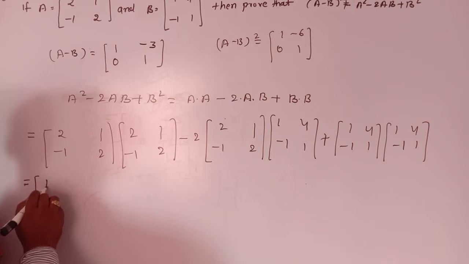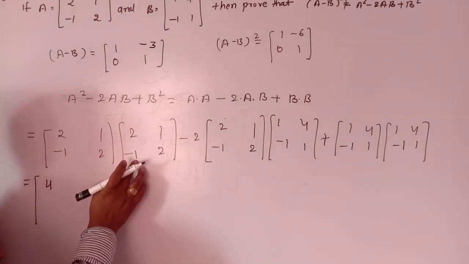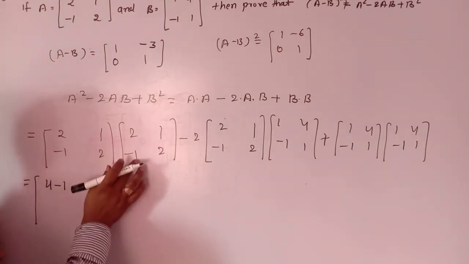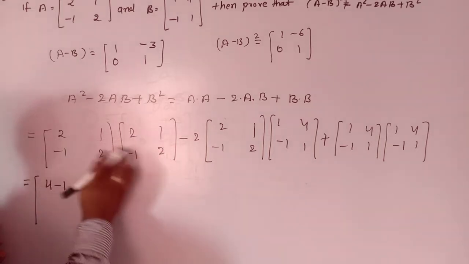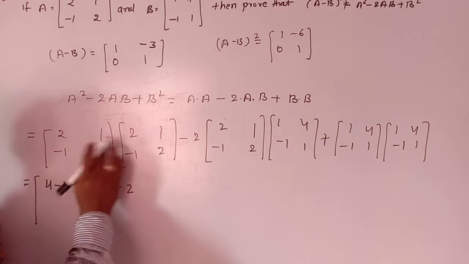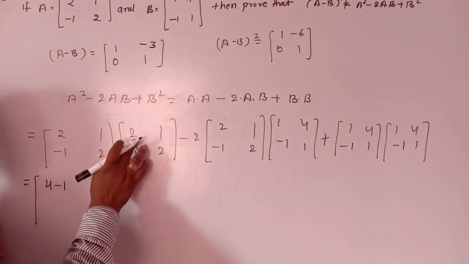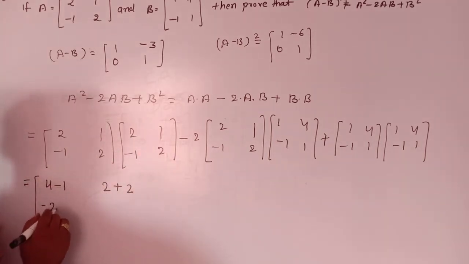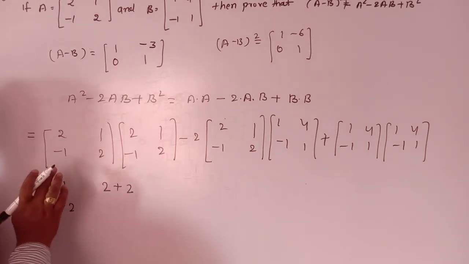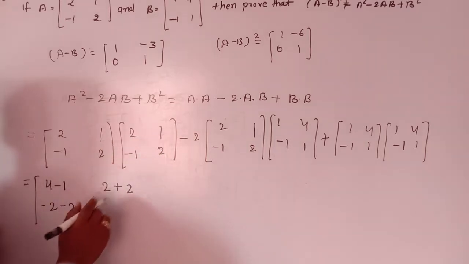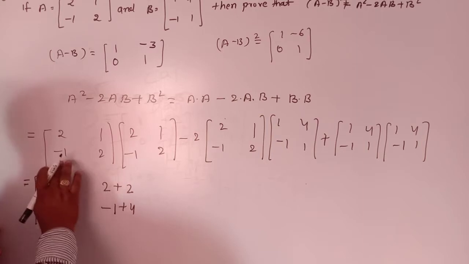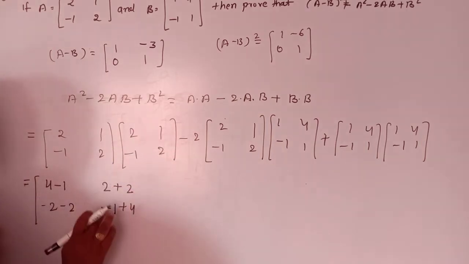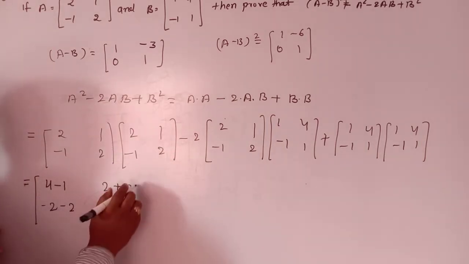2 multiplied by 2, it is 4. 1 multiplied by minus 1, it is minus 1. Now 2 multiplied by 1, so it is 2. 1 multiplied by 2, so it is 2. Now minus 1 multiplied by 2, so it is minus 2. And 2 multiplied by minus 1, it is minus 2. Now minus 1 multiplied by 1, so it is minus 1, and 2 multiplied by 2, it is 4.